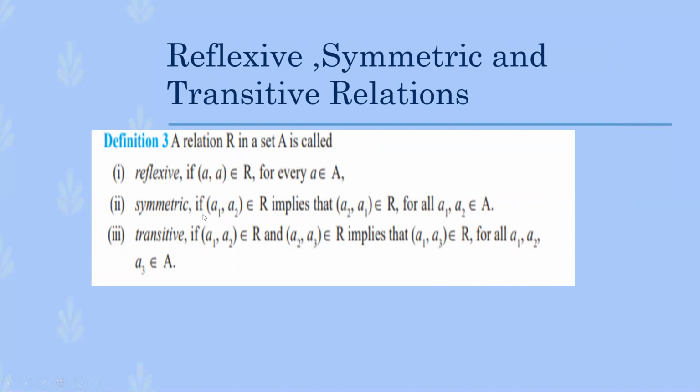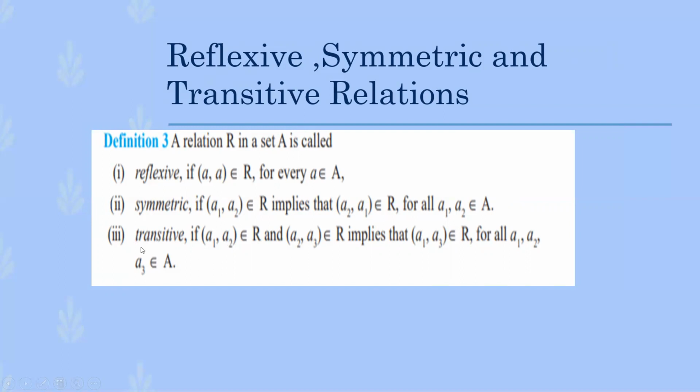Symmetric: if we take any two terms from R, a1, a2, if (a1, a2) belongs to R, then it implies that (a2, a1) also belongs to R. These two conditions should be satisfied for being symmetric.